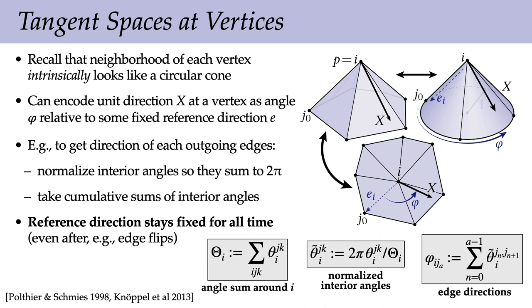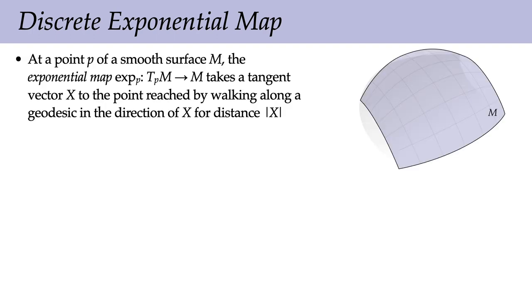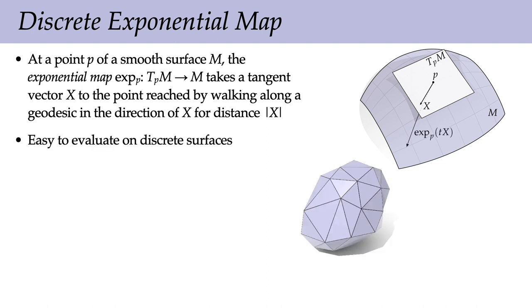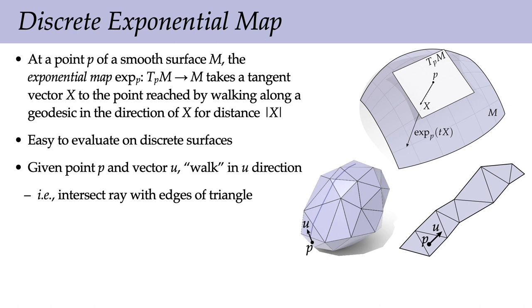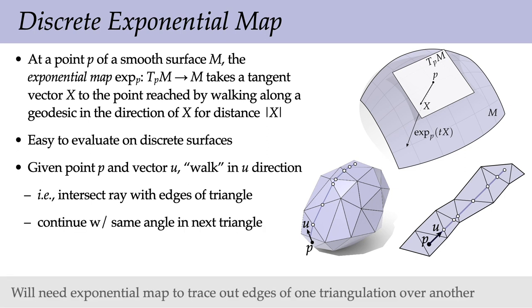Okay, why do we want to talk about tangent vectors, and in particular, why at vertices? Well, this is going to let us talk about something called the discrete exponential map, which is going to be essential for connecting one triangulation to another. So for a smooth surface, the exponential map says, okay, I'm going to start at some point P. I have some tangent vector X. I'm going to walk in the direction X by a distance equal to its norm. On a discrete surface, same idea. I'm at some point P. I have some vector U. I'm going to walk along the surface in the direction U for a distance equal to the norm of U. Okay, how do I actually implement this? Well, I intersect a ray with the edges of a triangle one at a time, continuing down this triangle strip until I get to my destination. Okay, and again, we're going to need this exponential map to trace out edges of one triangulation over another.